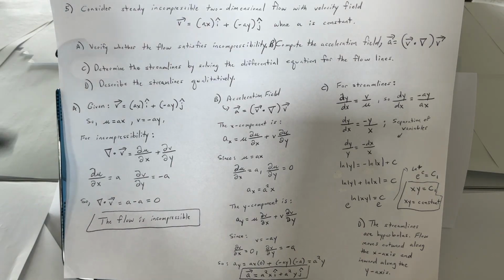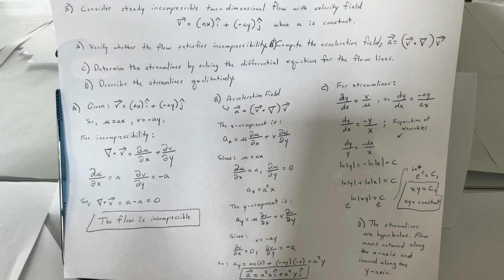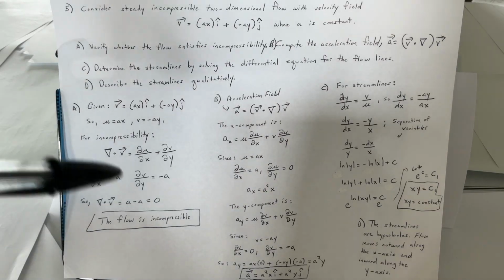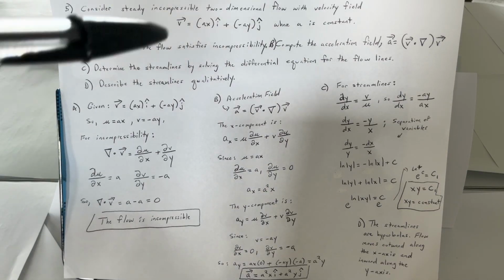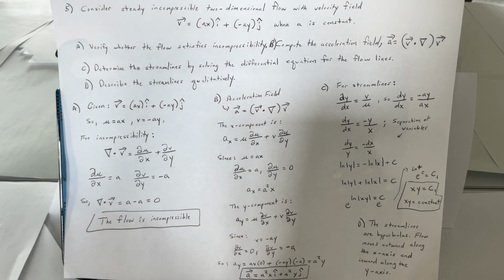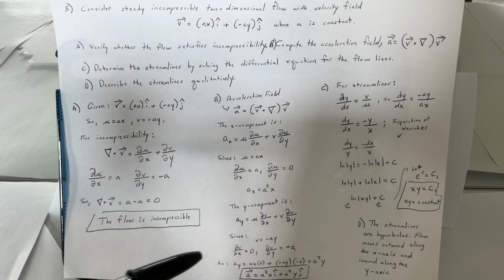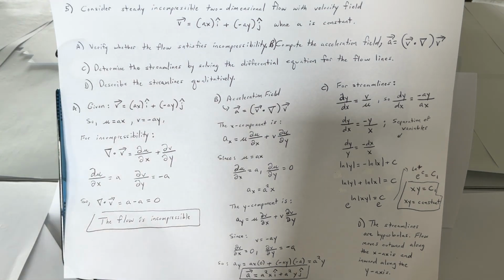Okay, hopefully I didn't misspeak there. I'm just reading fast, so if I misspeak, forgive me, but the computation and the steps are in order. So for this, your acceleration vector is going to be a squared x i hat plus a squared y j hat.